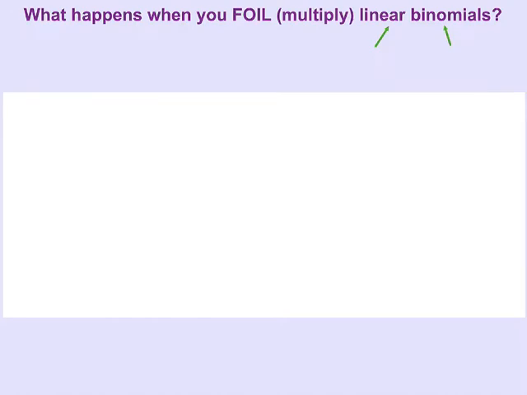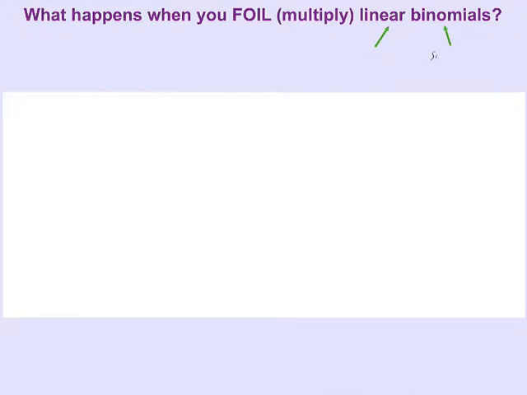In this video, we're going to factor another kind of polynomial, but just like factoring out the GCF by undistributing in the last video, in order to figure out how to factor, we often need to look at the multiplication that comes first. So let's think about what happens when you FOIL, which remember is just a silly word for multiply, two linear binomials.